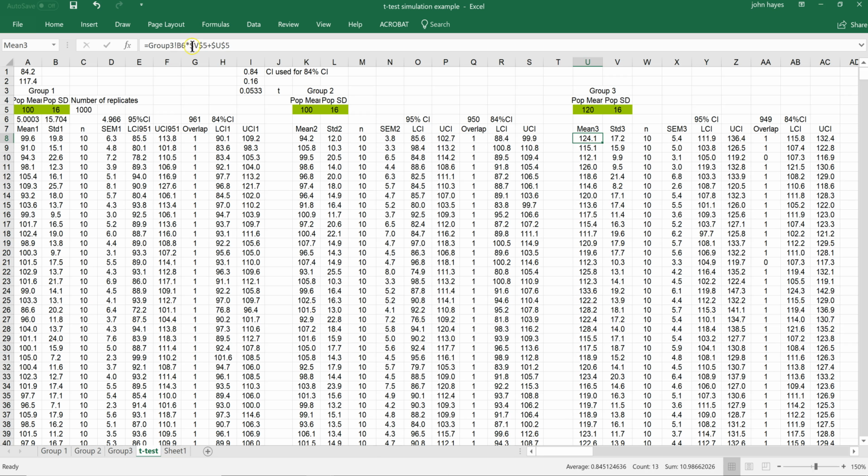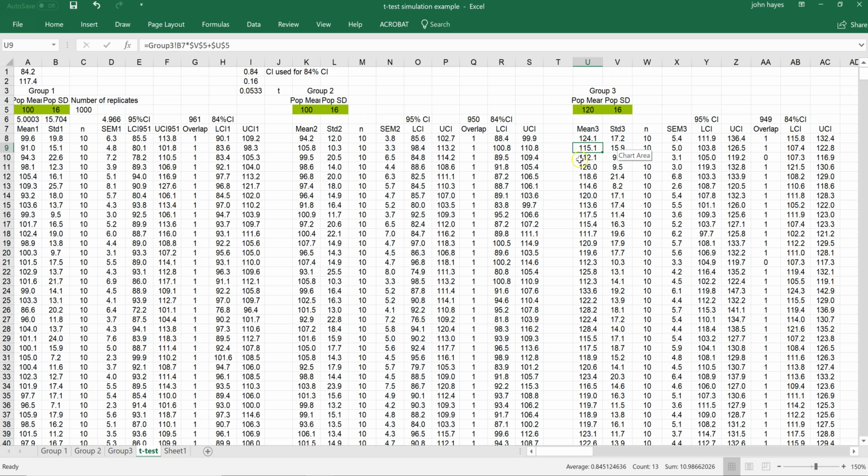But here, instead of multiplying times 100, I'm multiplying times 120. So I'm actually getting a difference between my means. Instead of 0, like in these first two, it's the difference between 120 and 100. This is the underlying one.